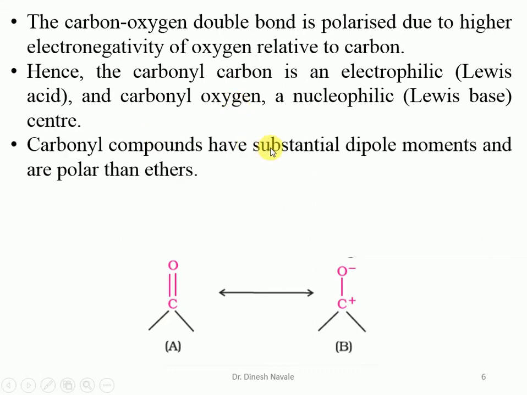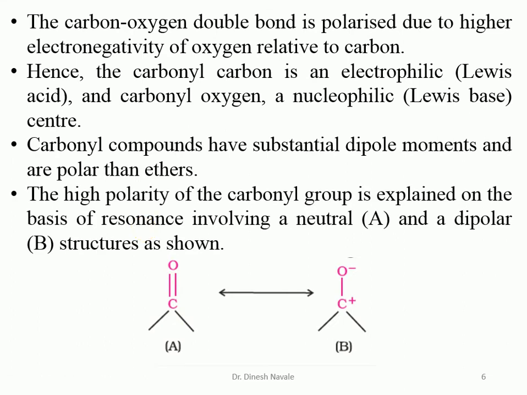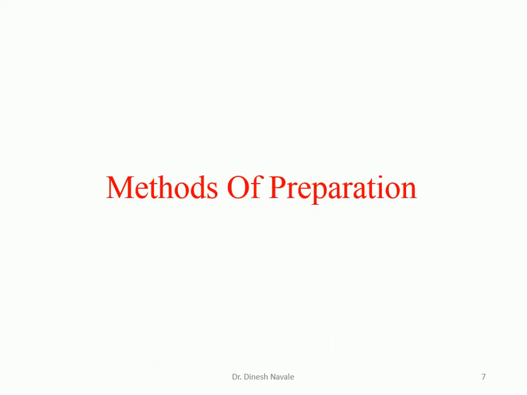Carbonyl compounds have substantial dipole moments and are more polar than ethers. Due to the dipole moment of this geometry, it is slightly more polar than the ether molecule. The high polarity of the carbonyl group is explained on the basis of resonance involving the neutral structure A and the dipolar structure B. So this resonance between A, the neutral molecule, and B, the dipolar molecule, is responsible for the high polarity of the carbonyl group.